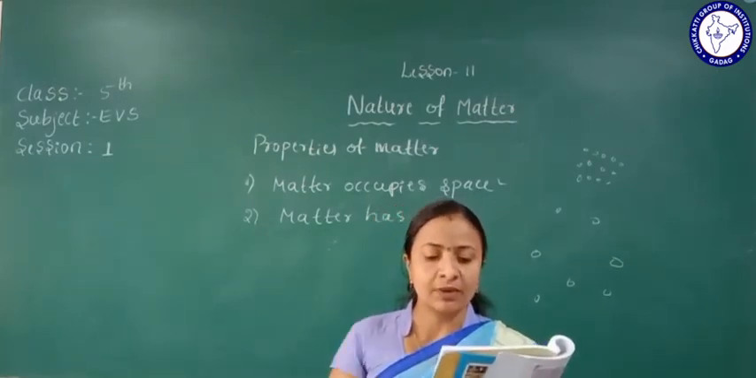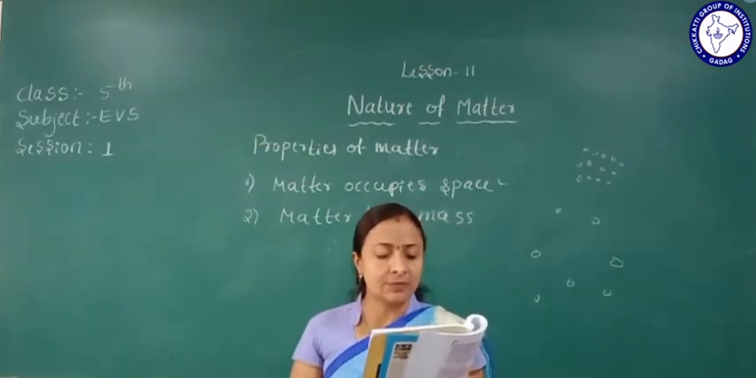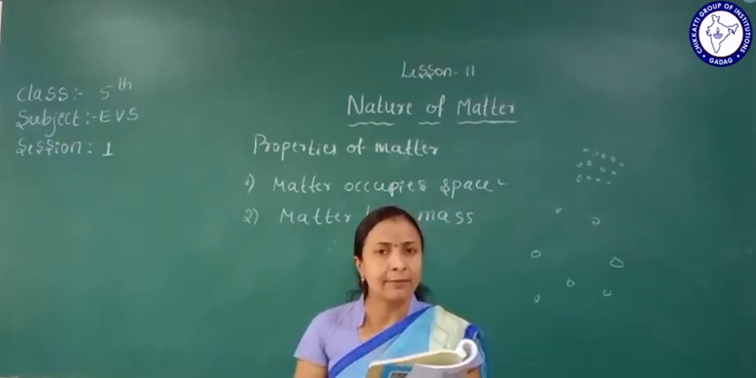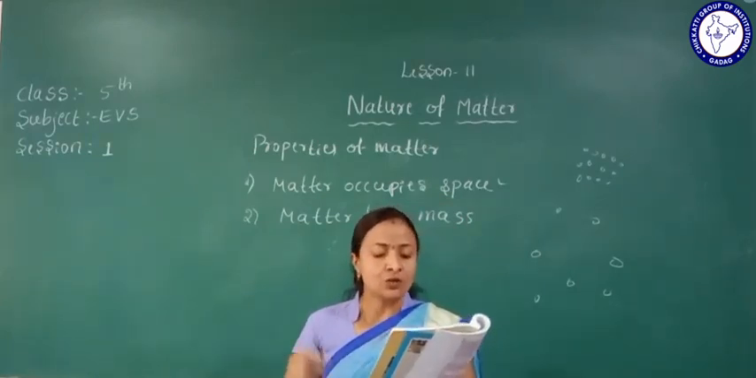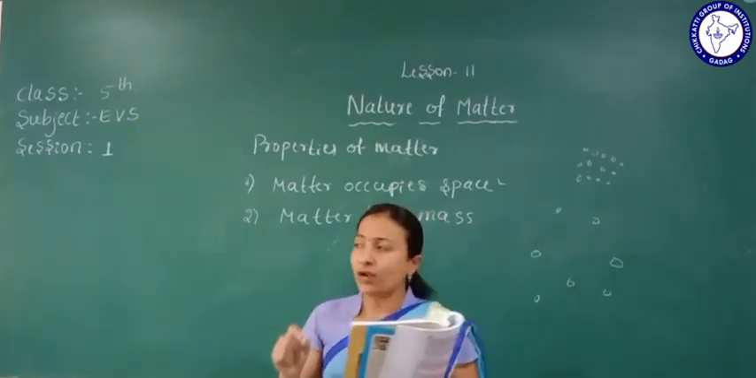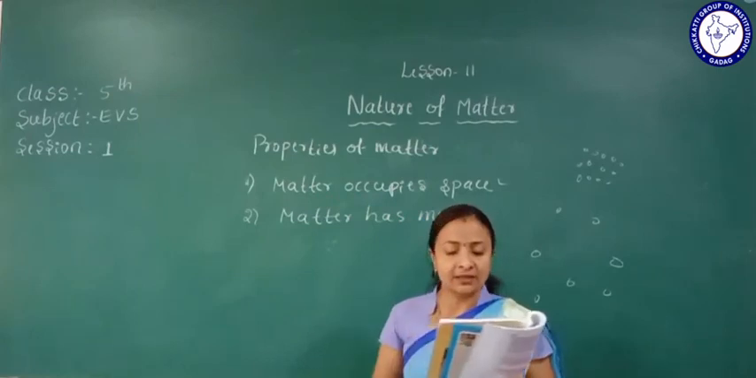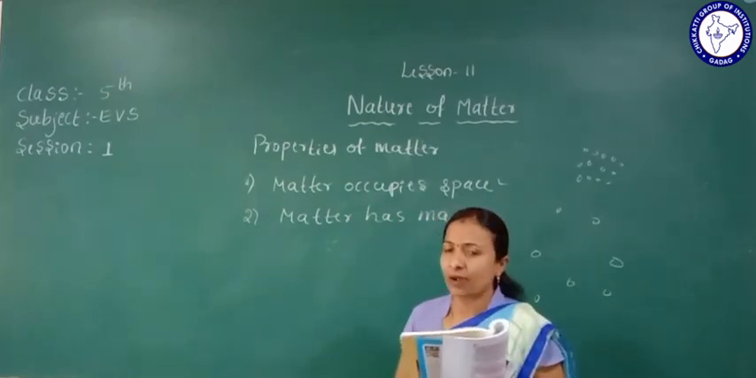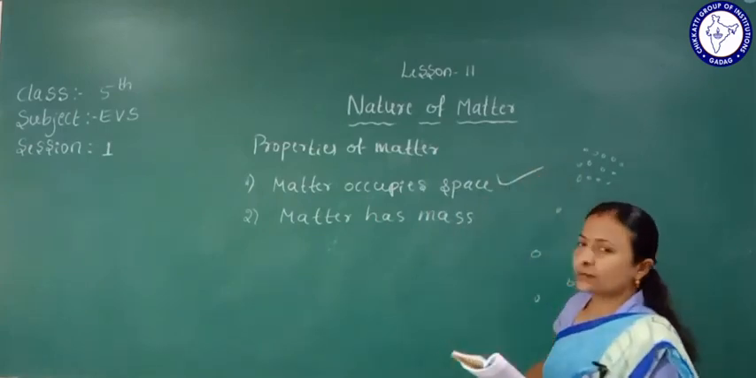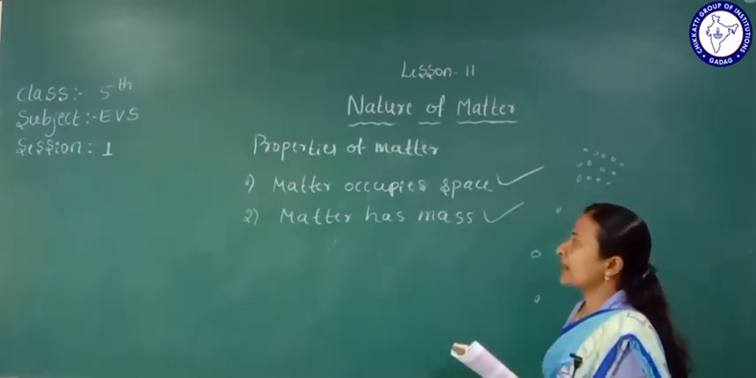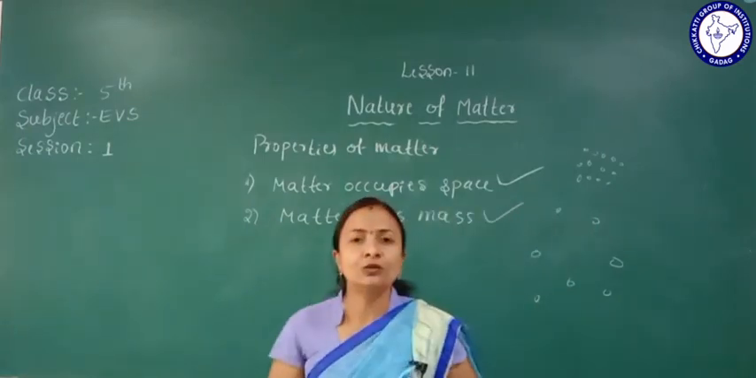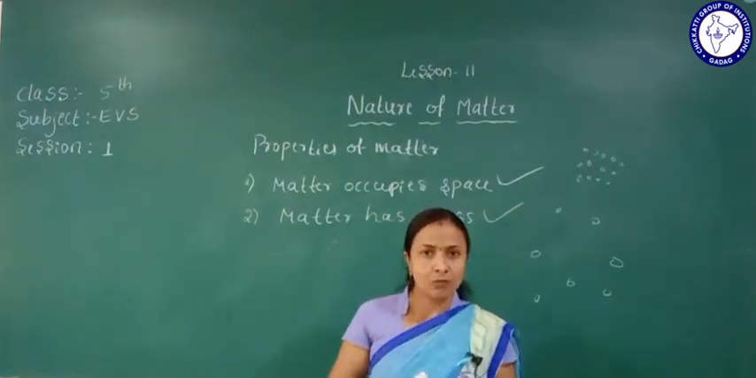The material which occupies space and possesses mass is called matter. Understood? So what did we study now? We studied the properties of matter. What are the properties of matter? Matter occupies space and matter has mass. So we studied two properties of matter.